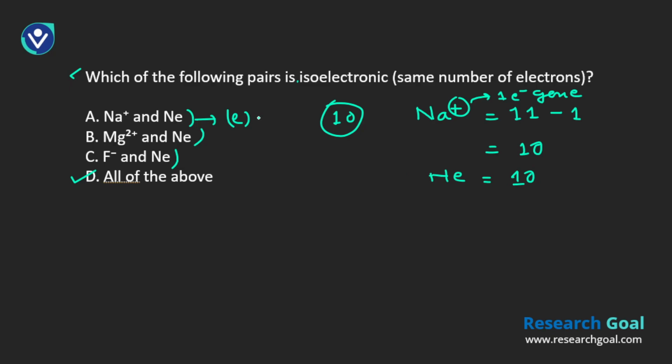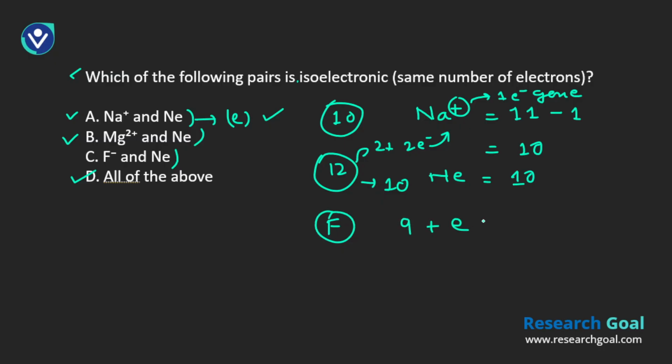Okay, so this answer is also correct. Mg2 positive, so Mg is 12. 2 electrons are gone because you have 2 positive, so that means 2 electrons are again gone, so it becomes 10 again. And then F negative, so that means F is 9 basically, one addition of electron, because whenever you have a negative sign, that means one additional electron is added, and that becomes 10. So overall, everything is equal to 10. So that means all of the above options are correct.